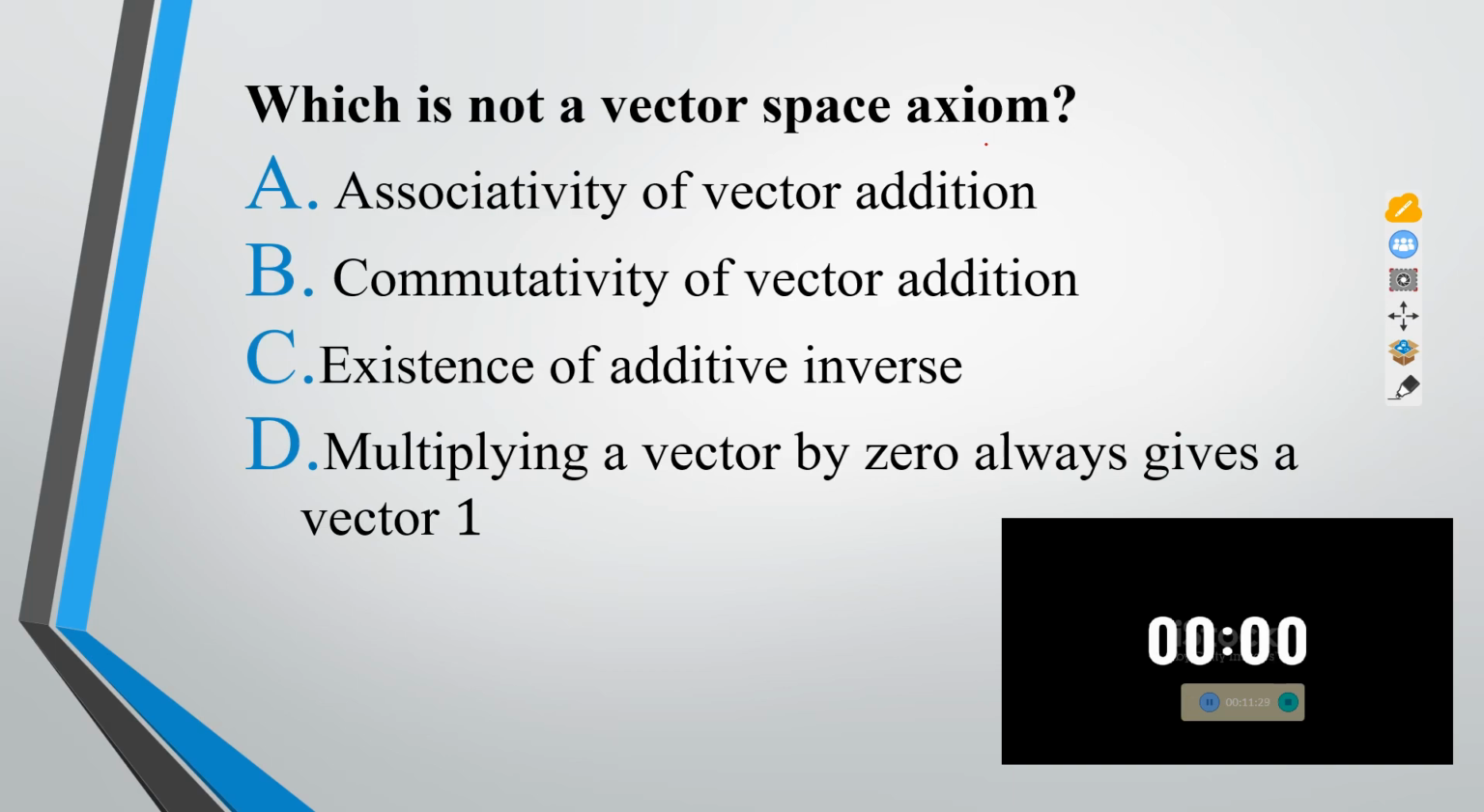So which is not a vector space axiom? From the axioms of vector spaces, this is there: associativity of vector addition, commutativity of vector addition, existence of additive inverse. Multiplying a vector by 0 always gives a vector 1. This is not true, so this is not an axiom of a vector space. So we shall look at the next question.